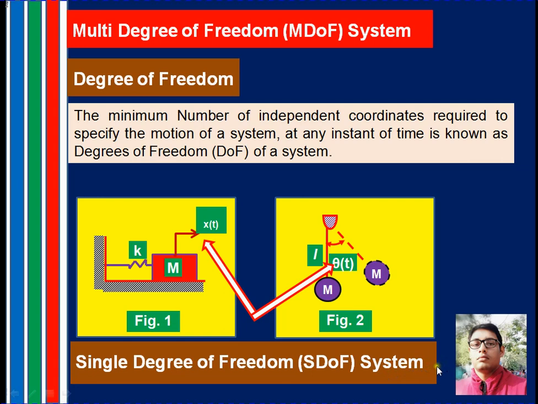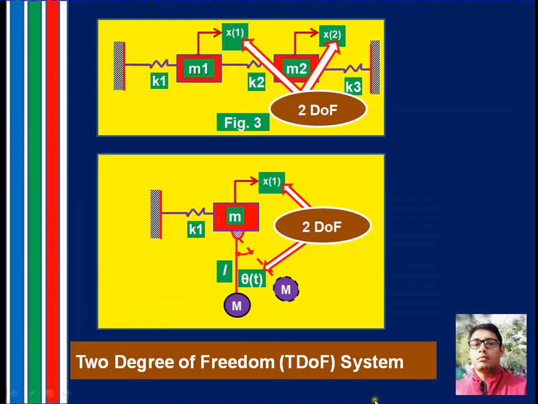Once you move to the higher level, that means multi-degree of freedom systems, the 2 degree of freedom system will be the simplest one. Consider figure 3 where you can see mass 1 is moving x1 of t and mass 2 is moving x2 of t. So at any time the position is decided by two parameters. So these types of systems are called 2 degree of freedom systems.